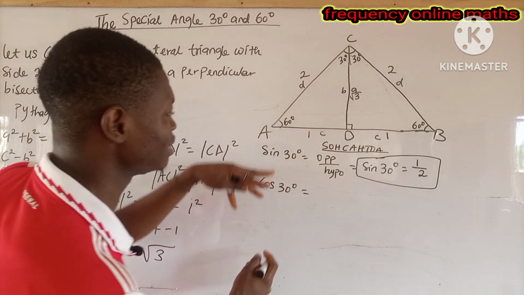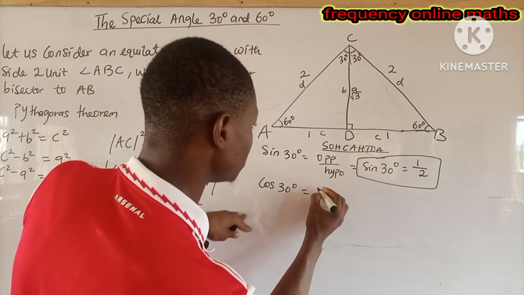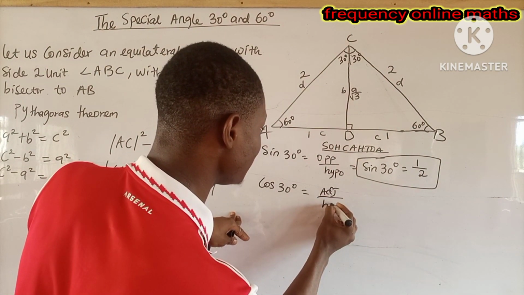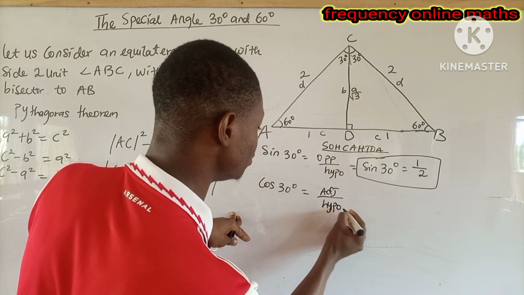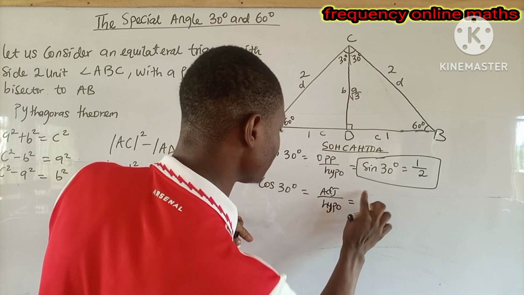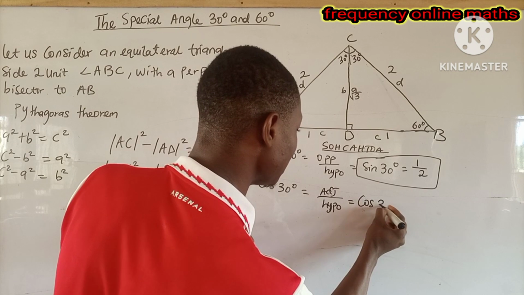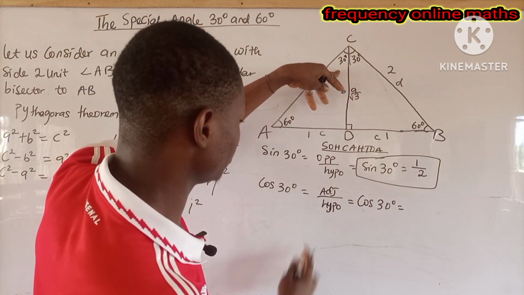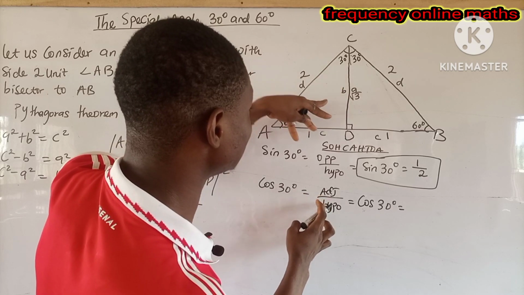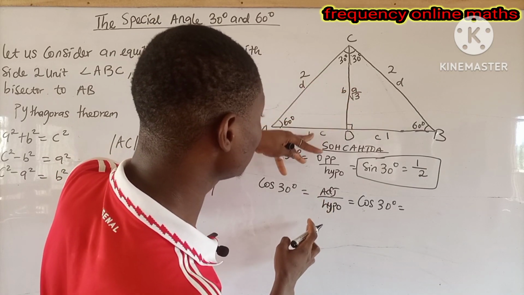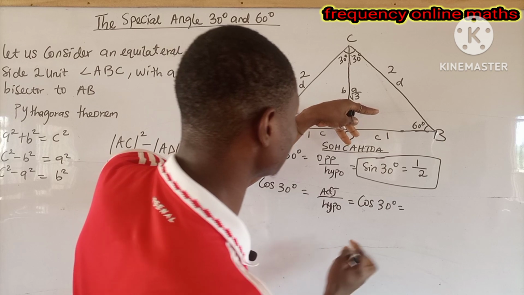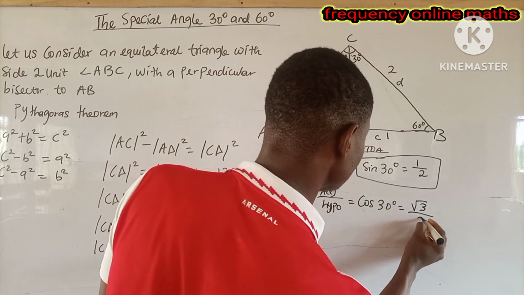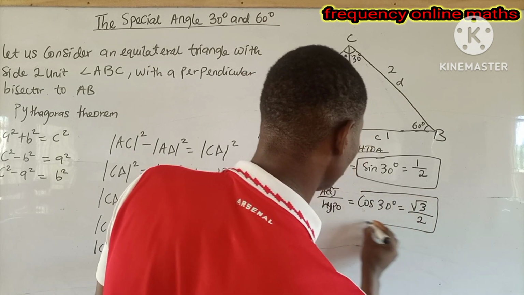They are still the same thing. So cos is what? Adjacent over hypotenuse, which is equal to cos 30 degrees. Where is it facing? The adjacent. So if this place is the opposite, this place will be the adjacent. So the adjacent is what? Root 3 over our normal hypotenuse over 2.